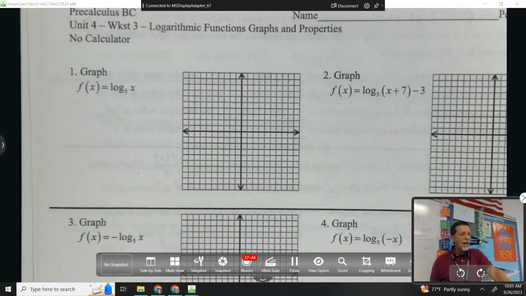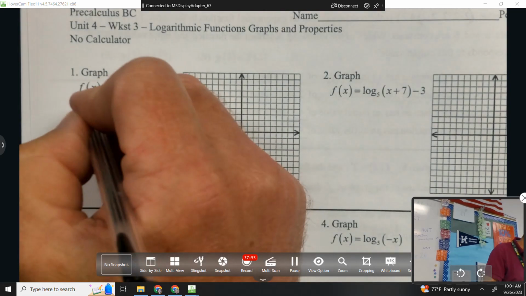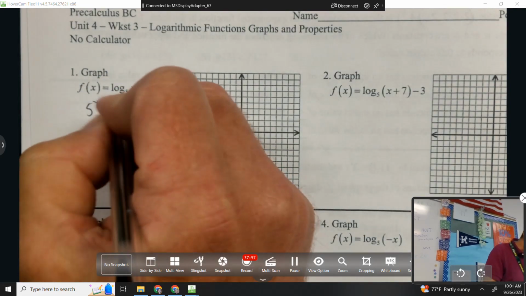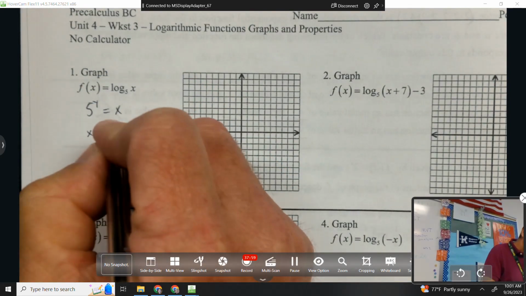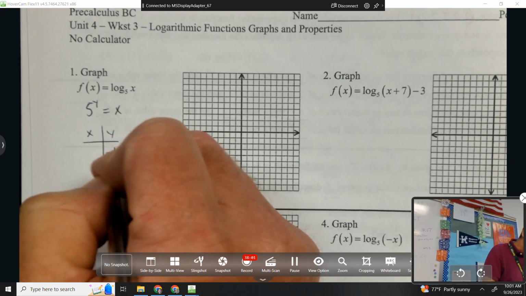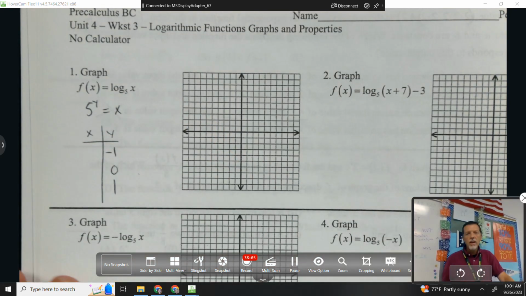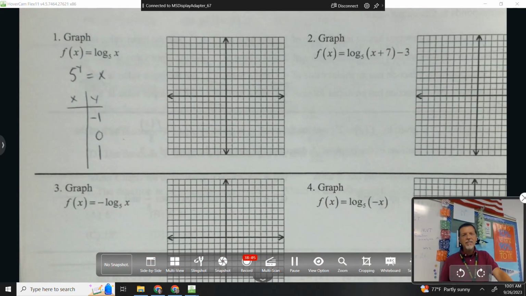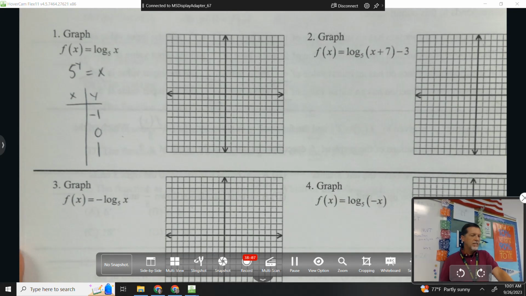Number 1, I don't know what the graph of log base 5 of x is. So what should I do? I would rewrite it as 5 to the y equals x. And then I can pick some y values. And after that, how will you graph 2, 3, and 4? Based off of graph 1.